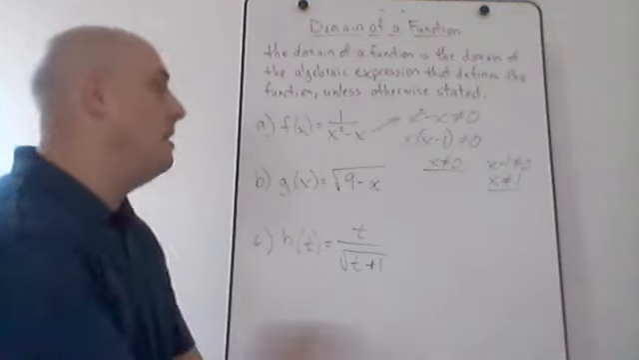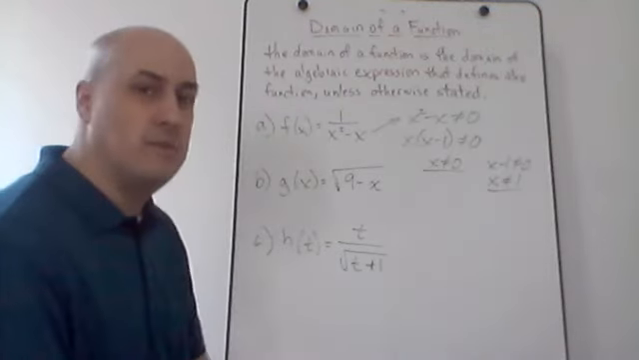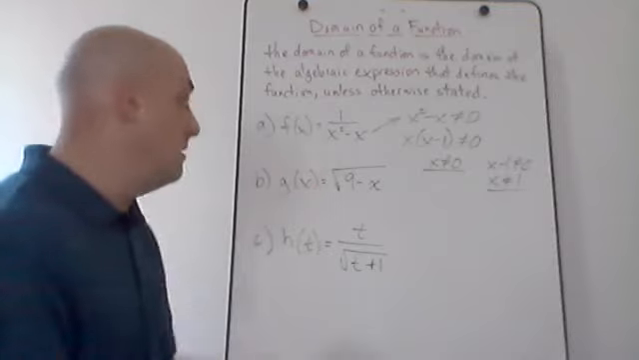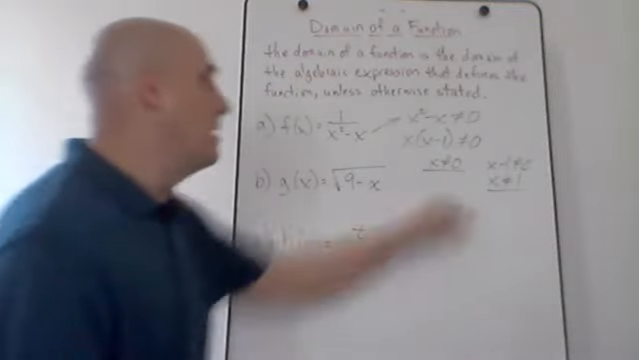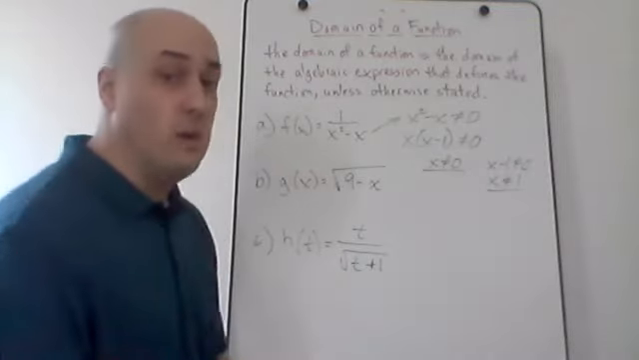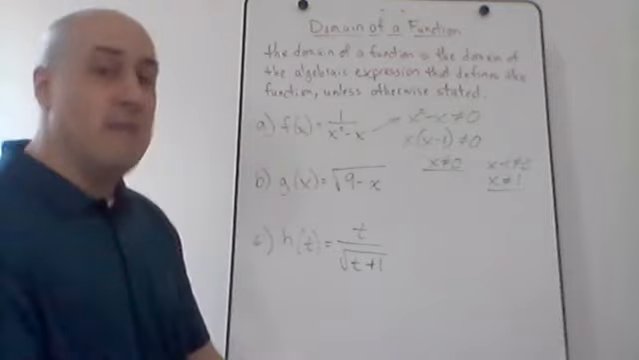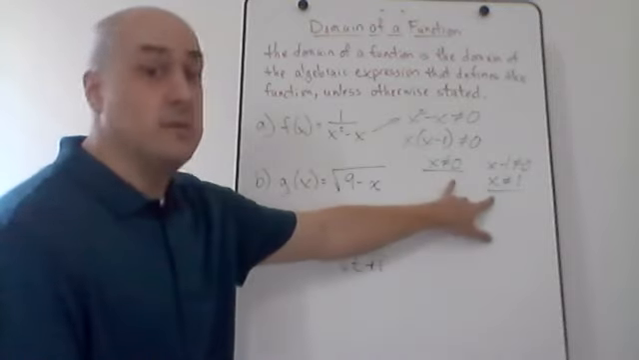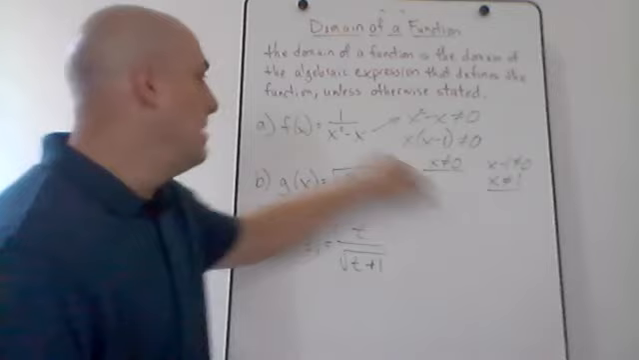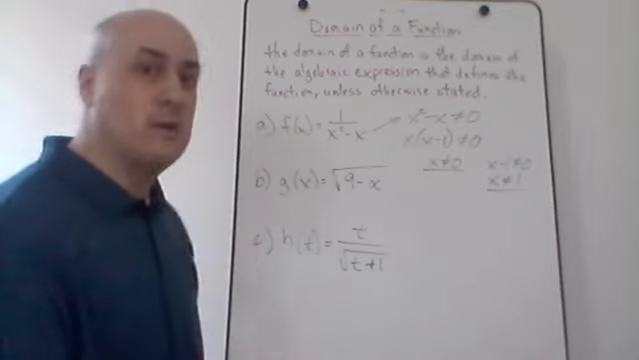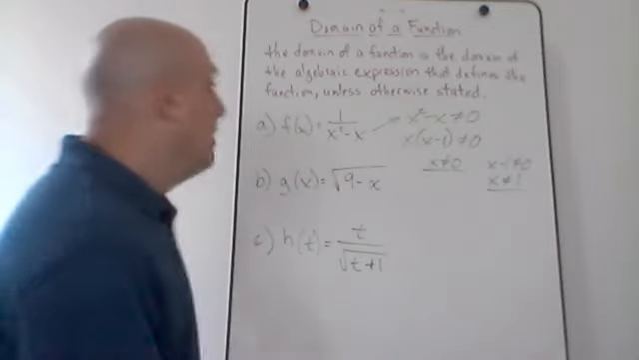I can plug in any other number for x, positive numbers, negative numbers, decimals, fractions, doesn't matter. I won't get a 0 in the denominator unless I use a 0 or a 1. So the domain is every real number except these two. All right, these are the only two that break this function and make it not work and make it not give me a result.